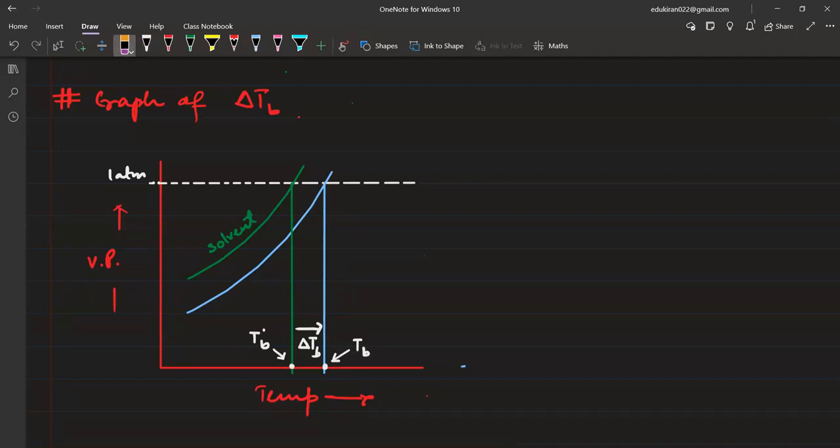Now experimentally it was seen that if I add more amount of solute, then the elevation is larger, and for a particular concentration term it was seen that it is directly proportional. That is, delta TB is directly proportional to molality. Yes, tell me. So this blue line is the solution. Yeah, correct, this was the solution.